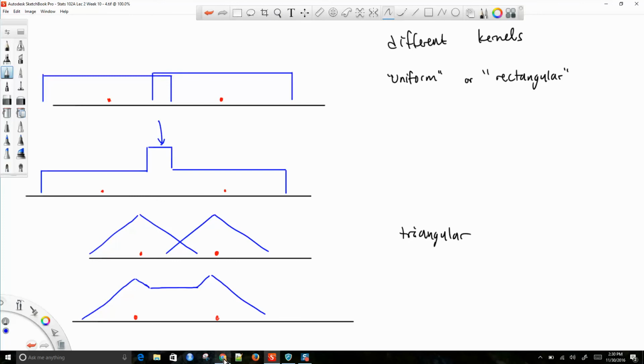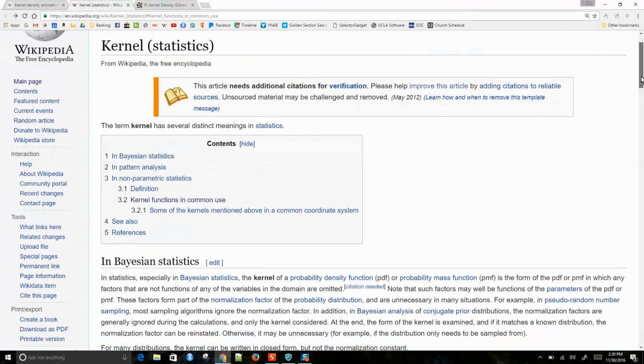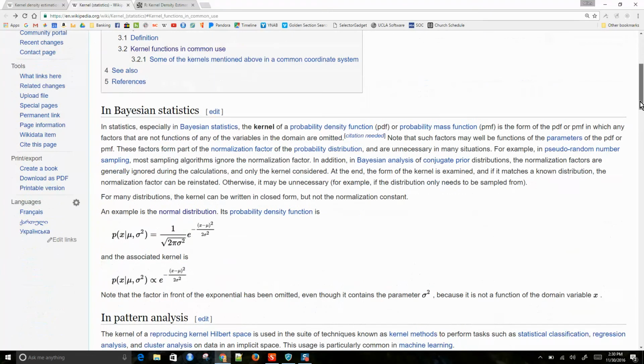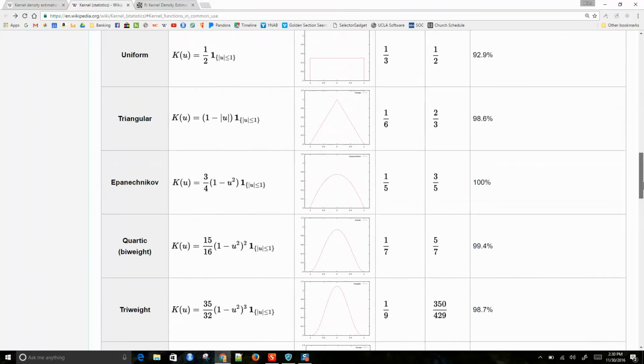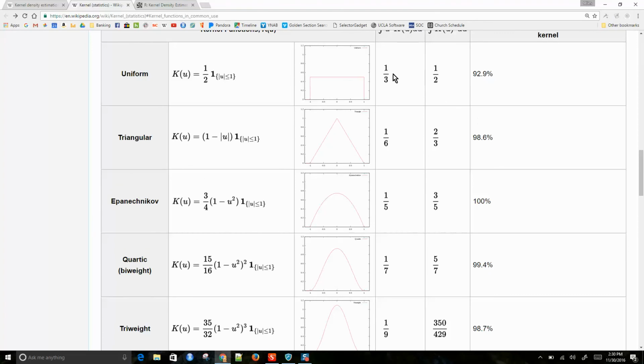Okay, and you can look up kernel on Wikipedia, and here's a chart showing you the different kernels that we have. We've got the uniform or rectangular, the triangular. Okay, this is the Epanechnikov. Basically, it's just an upside down parabola. It's just a parabola upside down.